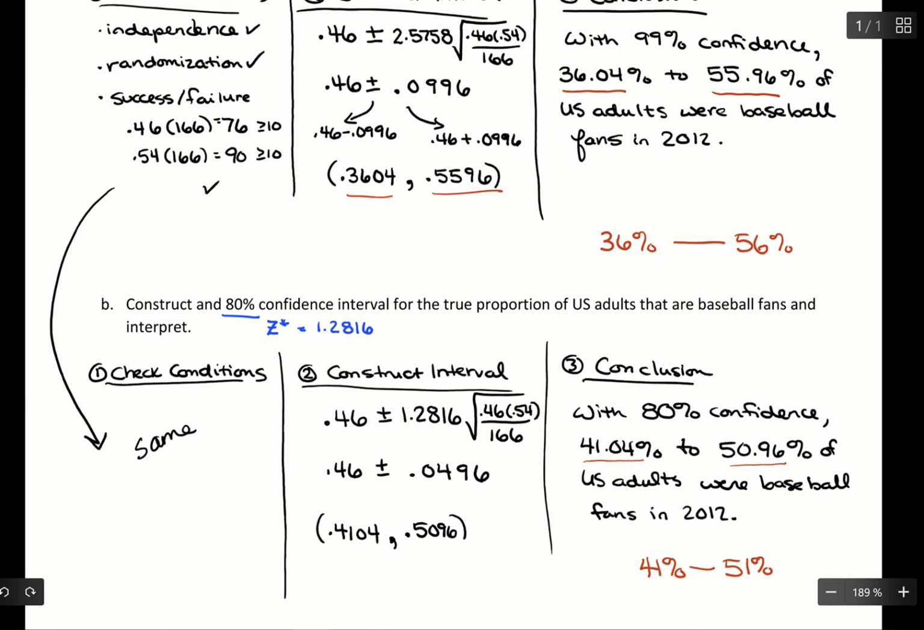Now in terms of width of the interval, if you imagine putting these numbers on a number line and finding the distance between them, they have different distances. In fact, this has a large width to it, going from 36 to 56. That's about 20% distance that it's covering there. So that interval has a pretty large width to it. Whereas going from 41% to 51%, now we're only covering a distance of about 10%. So this has a smaller width to it. And that's all based on the confidence level.